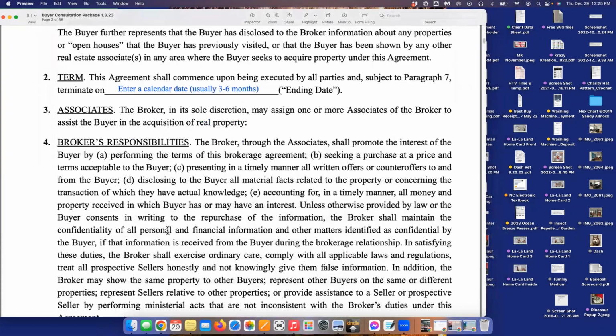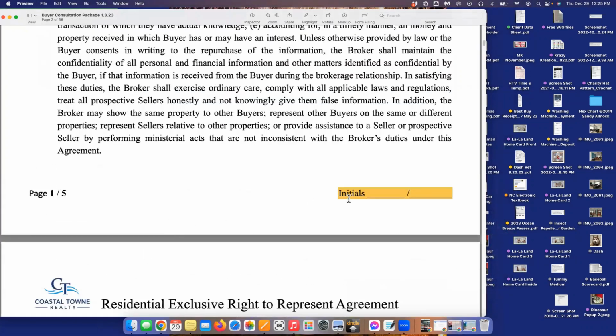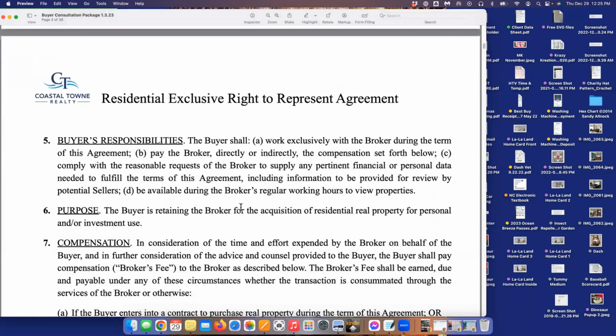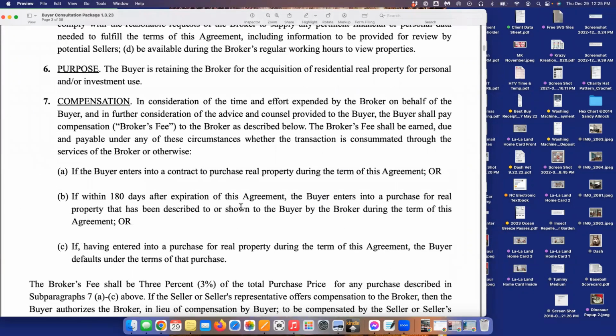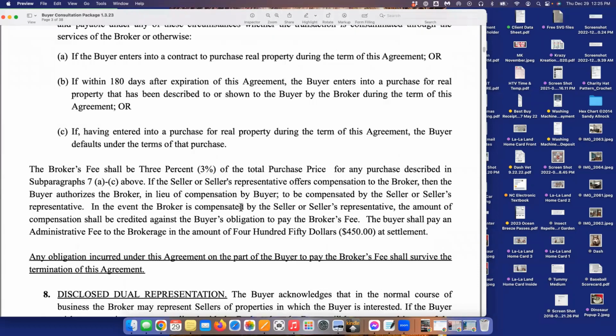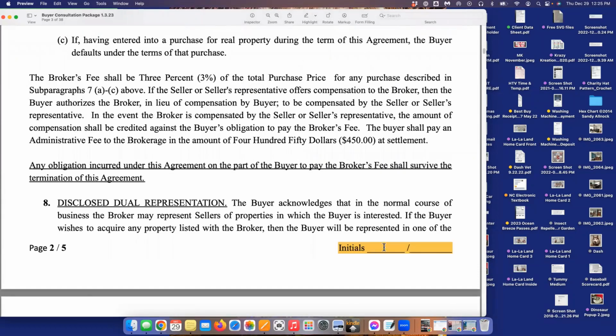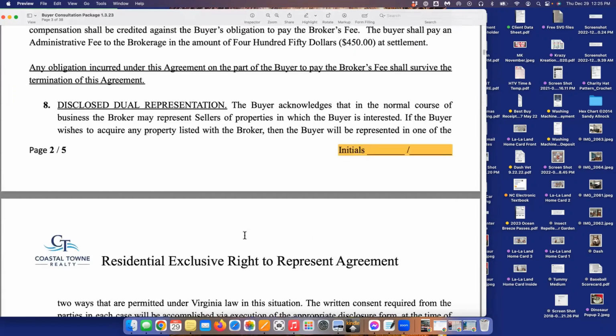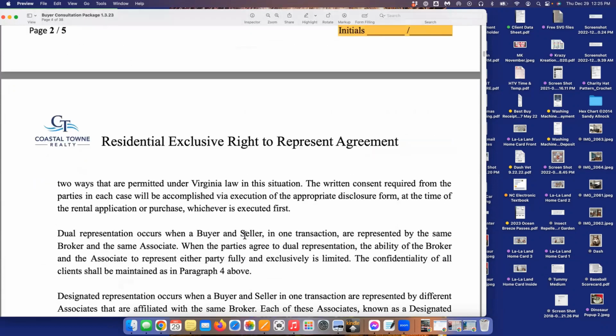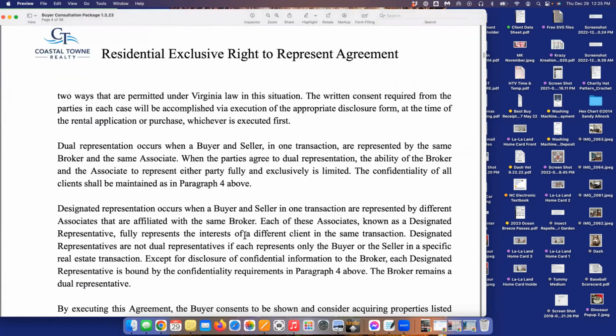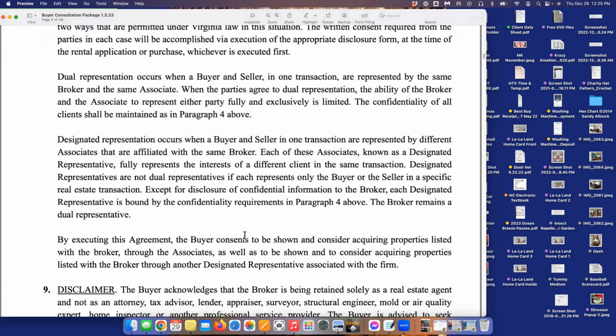Okay. Read through all this and understand it. Make sure you get the buyer's initials at the bottom of page 1. Page 2 goes over compensation and such. And again, have the buyer initial it. At Coastal Town, we do not do dual representation. However, this document explains what it is, so the buyer has the knowledge. Again, we want educated clients. It goes into the designated representation, which is what we do.